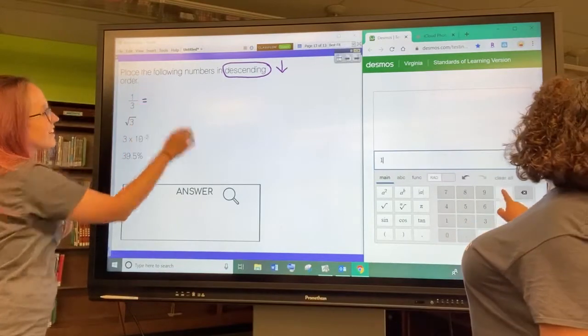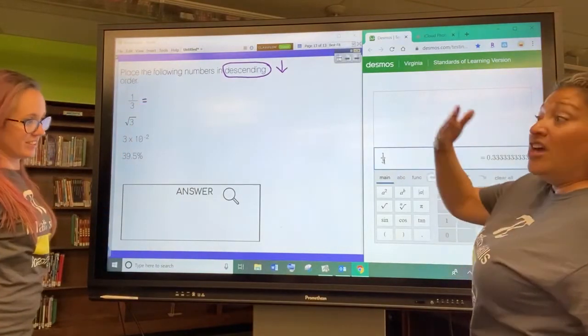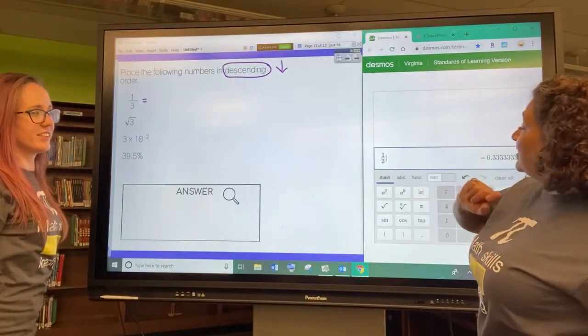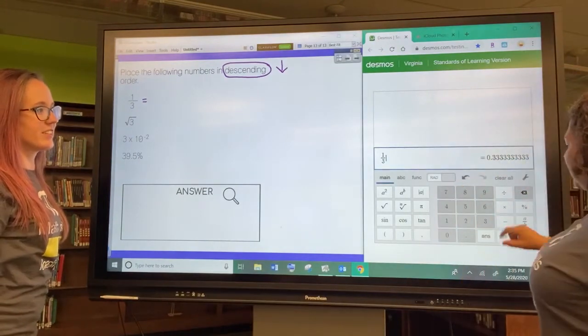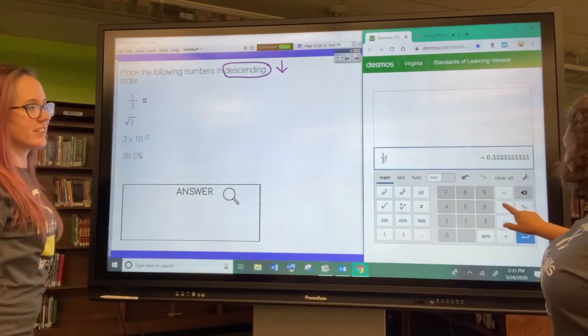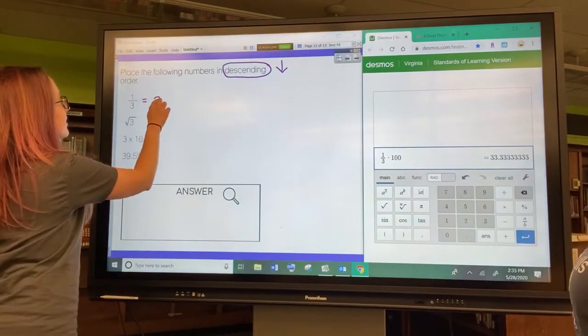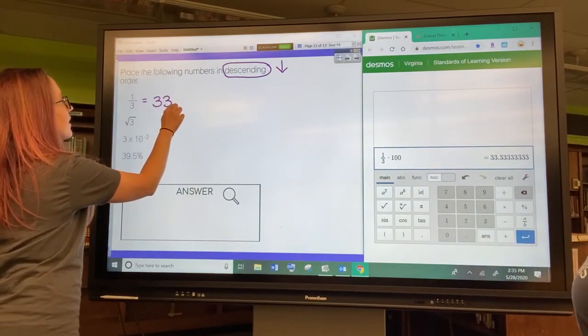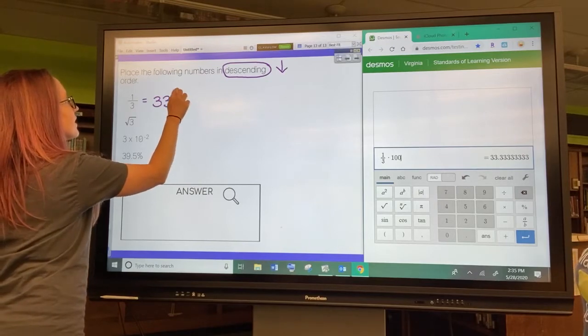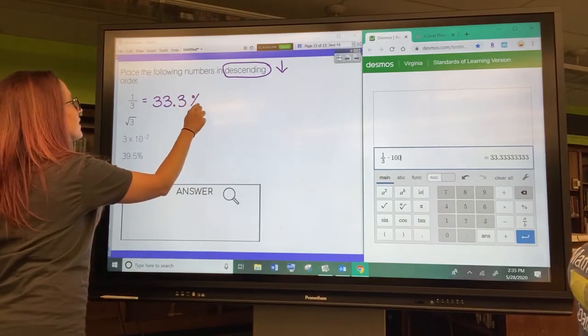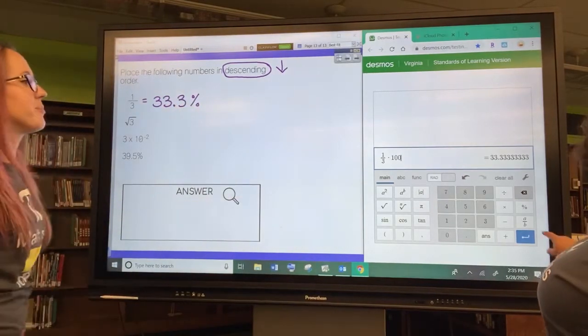So I'm going to put that in our calculator. 1 divided by 3. Just like Ms. Benson said earlier, I'm going to tap over to the side. I have a decimal, but that's not good enough. I need a percentage. So I'm going to multiply by 100. And Ms. Benson is writing 33.3%. I forgot how to say percent for a second. I'm okay. Sorry about that.